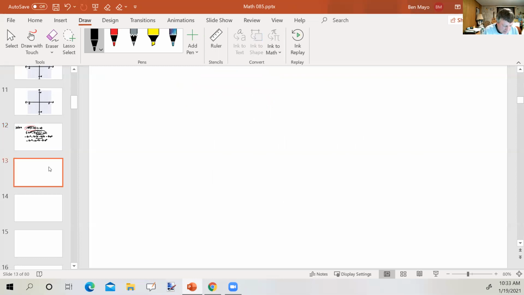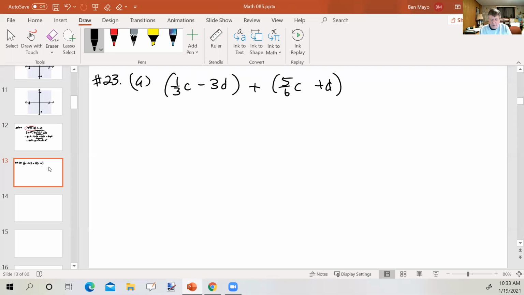Okay, moving on. Next, in that same section, we have problem number 23. It has two parts. Part A, we are to add 1/3 c minus 3d plus the quantity 5/6 c plus d. All right, so we're adding here, we're not multiplying. Since there's nothing in front of the first set of parentheses and a plus sign in front of the second set, we're going to just bring down 1/3 c minus 3d plus 5/6 c plus d.